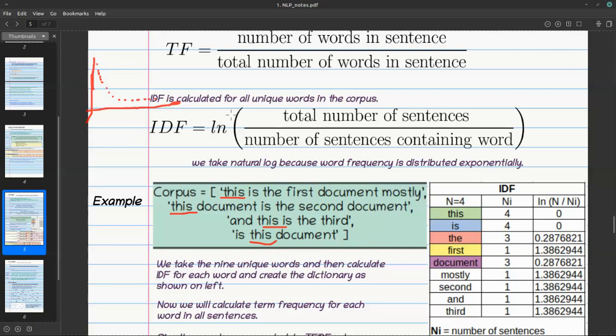If we don't use ln, then what will happen? Let me first tell you that. Let's say the number of sentences is 1,000, right? And in just one sentence there was one word, let's say a fabulous word was in just one sentence. So what is the IDF value?